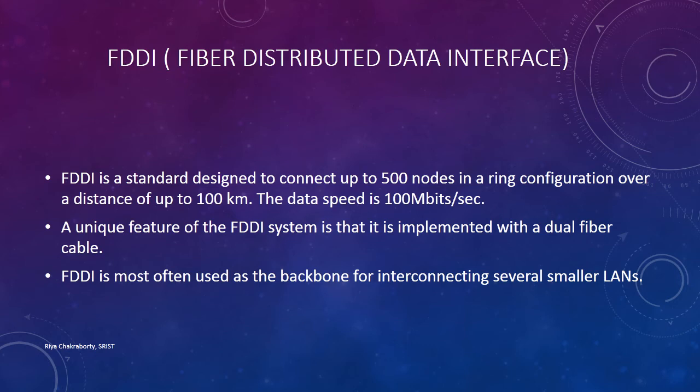A unique feature of the FDDI system is that it is implemented with a dual fiber cable. If one or both fibers are cut, the system is designed to automatically loop back and reconfigure itself to ensure uninterrupted operation. FDDI is most often used as the backbone for interconnecting several smaller LANs.